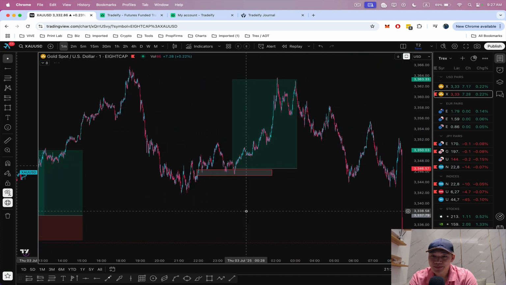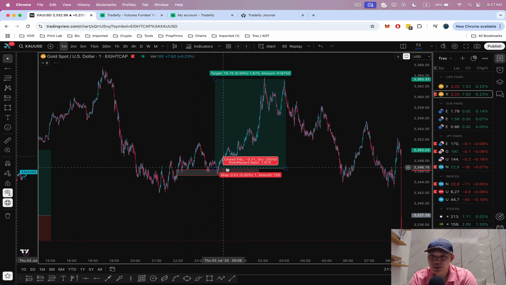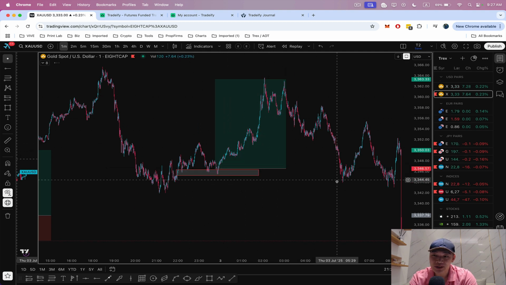Another buy was here. I was pretty bullish, so basically when price broke above, market shift and then came back down to FVG, swept the liquidity, and then we took a buy here as well. I'll post it in my Discord group as well.